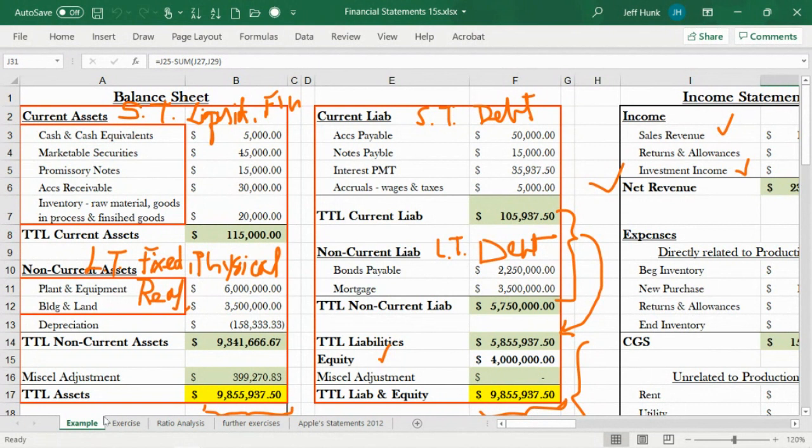But if you're starting up a computer manufacturing business, most of all, you will need plant and equipment, building and land, which are called physical assets, long-term assets, fixed assets, or real assets, right? So let's say it costs about $10 million. It costs $10 million for plant and equipment, just for plant and equipment and building and land.